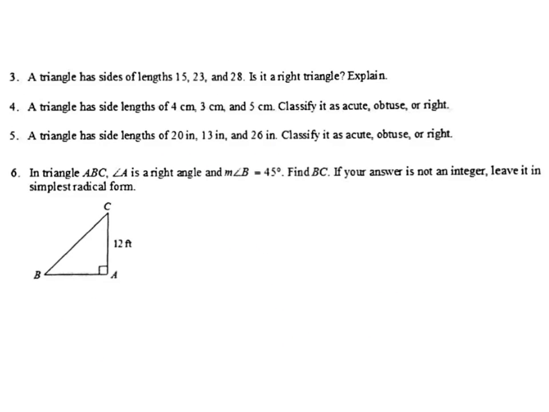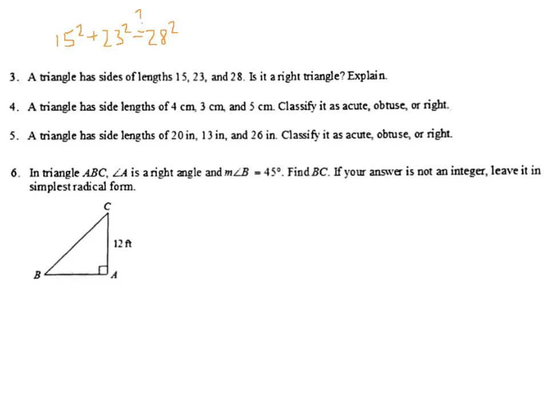Number 3 says a triangle has side lengths of 15, 23, and 28. Is it a right triangle? So what I have to do is see, does the Pythagorean theorem work? So is 15 squared plus 23 squared equal to 28 squared? That's what I want to know.